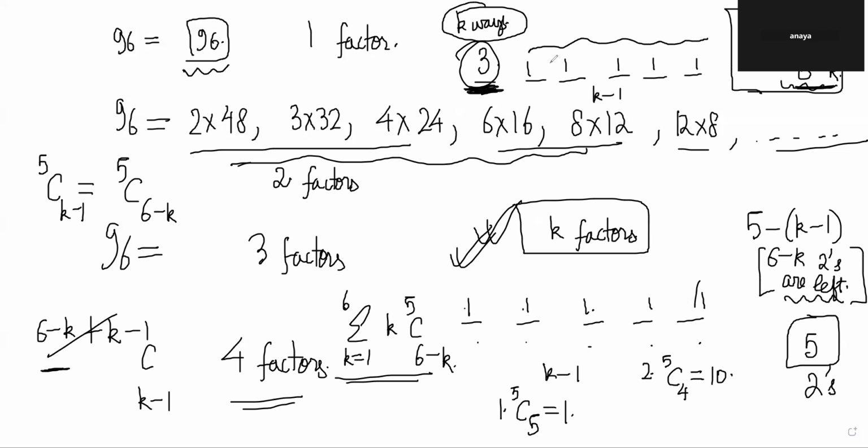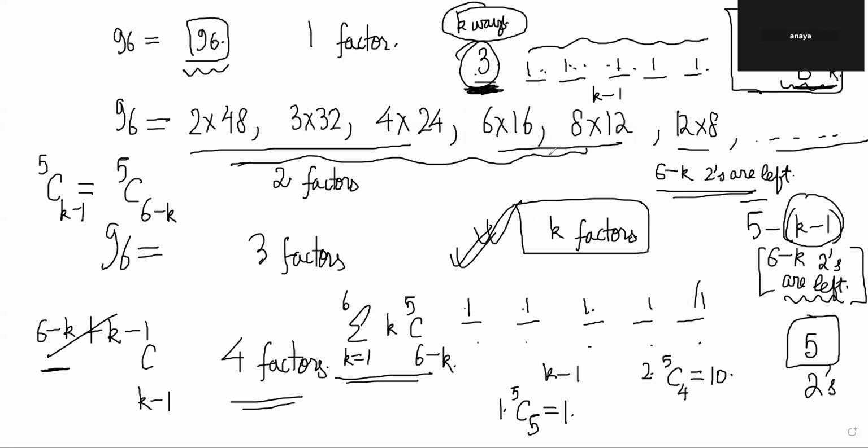You need to give out 1, 1, 2 to each. Otherwise, if you don't give out 1, 2, then one of the factors will become 1. So if you already give out 1 two each out of 5, you say 5 minus (k minus 1) 2s are left. So 6 minus k 2s are left. And now there is no restriction. These can be given to any of the k factors.